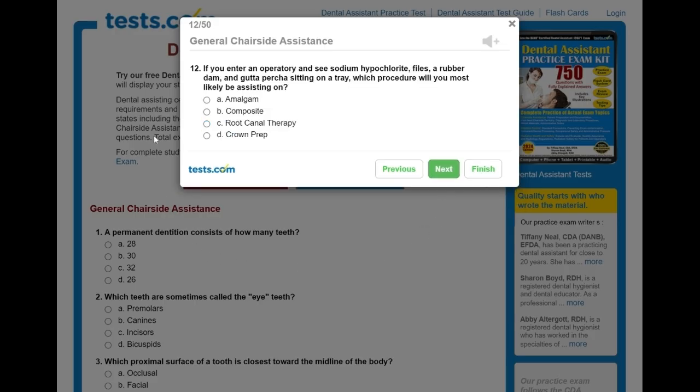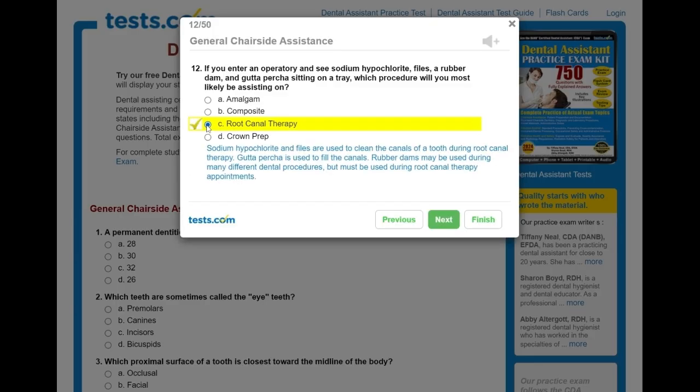Question 12. If you enter an operatory and see sodium hypochlorite, files, a rubber dam, and gutta percha sitting on a tray, which procedure will you most likely be assisting on? A. Amalgam. B. Composite. C. Root canal therapy. D. Crown prep. C. Root canal therapy. Sodium hypochlorite and files are used to clean the canals of a tooth during root canal therapy. Gutta percha is used to fill the canals. Rubber dams may be used during many different dental procedures, but must be used during root canal therapy appointments.